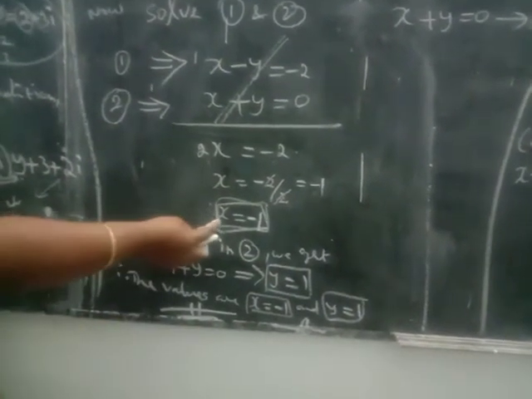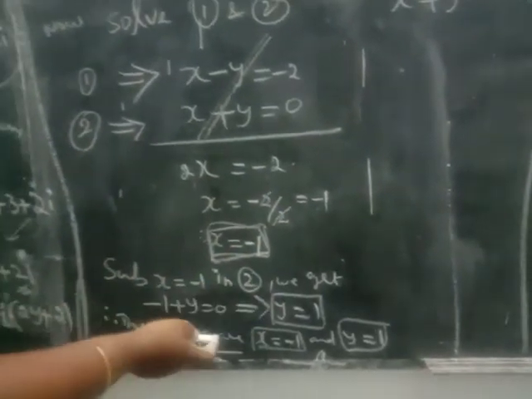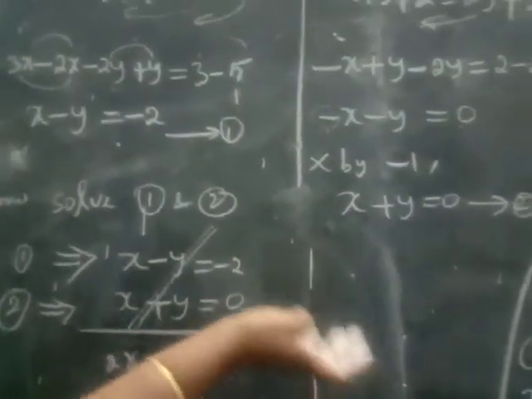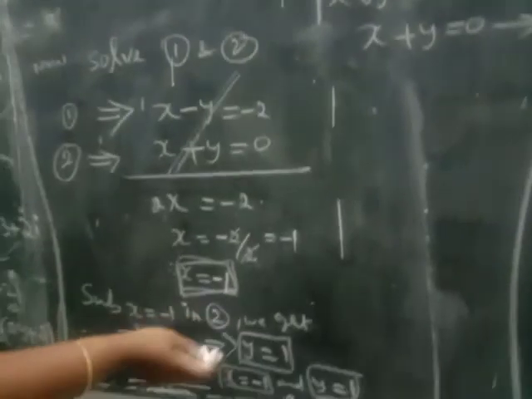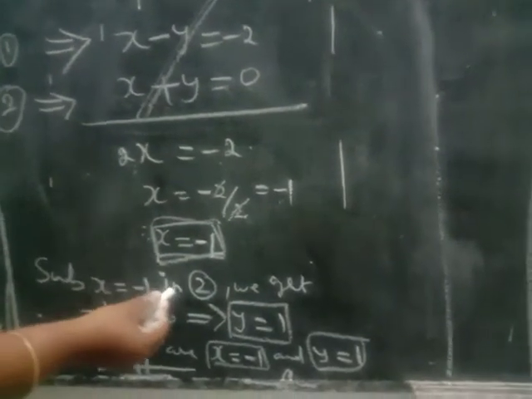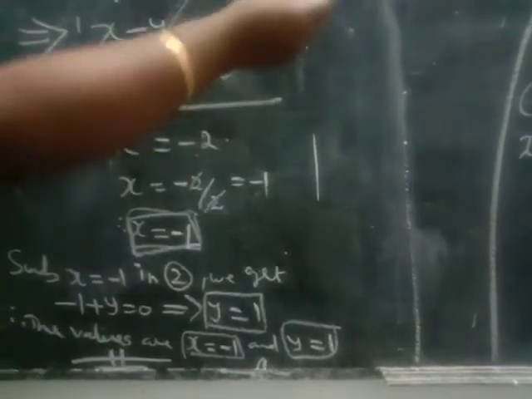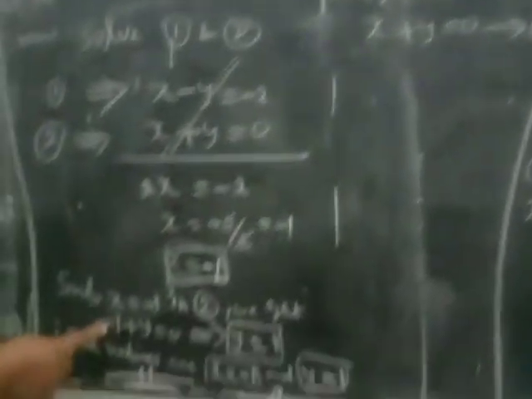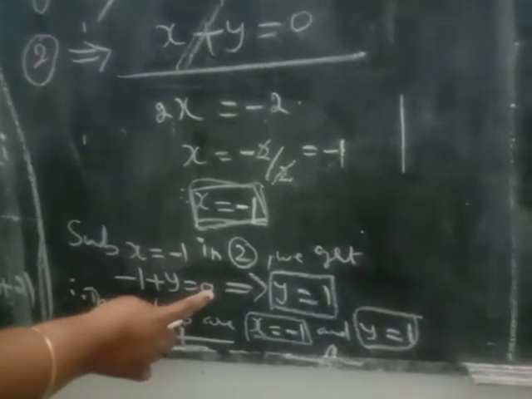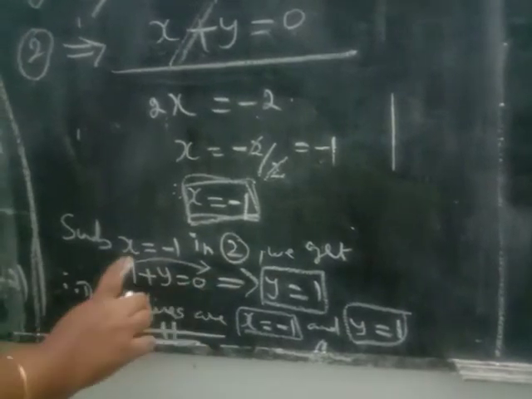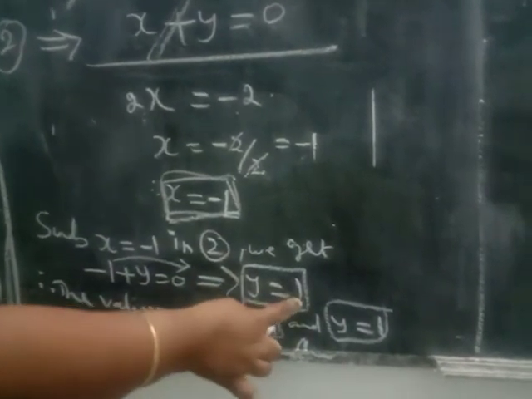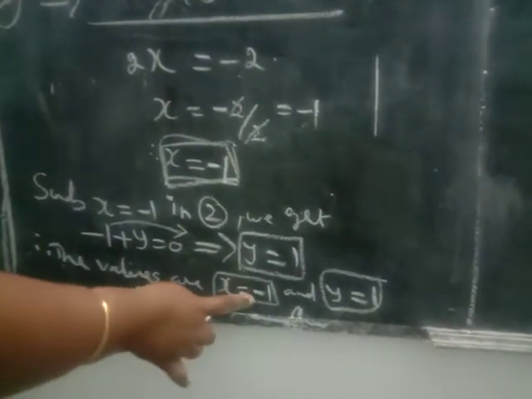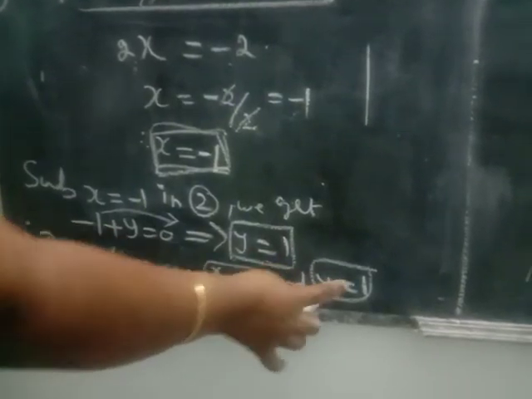Okay. Now we got x value. Next we have to find y value. You have to substitute this x value in either this equation or this. It is your wish. Here I am substituting this value in the second equation. Now substitute x is equal to minus 1. See, this is the second equation, x plus y equal to 0. In the place of x you substitute minus 1. So minus 1 plus y equal to 0. Now bring this minus 1 to the right hand side. It becomes plus 1. So y equal to 1. Therefore, the values are x equal to minus 1 and y equal to 1.